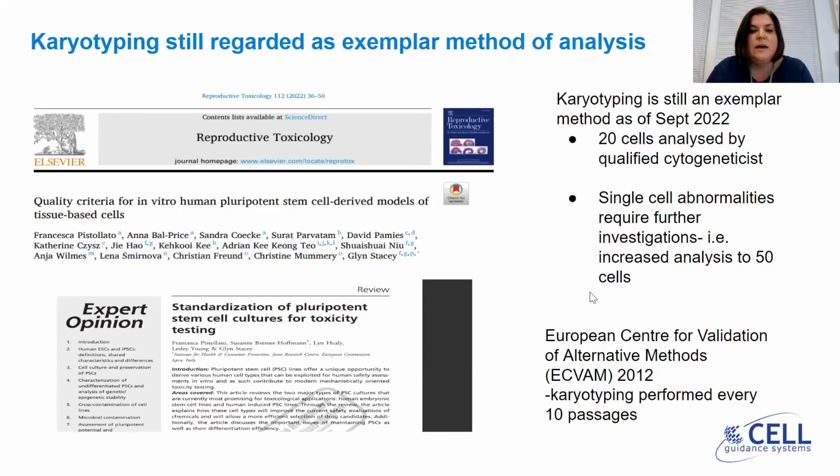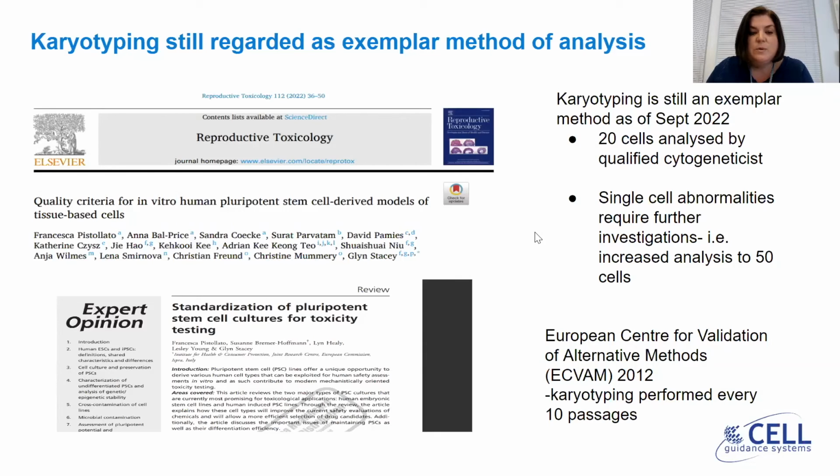As of papers published this month, karyotyping is still listed as an exemplar method. The white paper and this paper from September 2022 specify that at least 20 cells should be analysed by a qualified cytogeneticist. Single cell abnormalities may require further investigation when they're seen, i.e. you may need to increase analysis to 50 cells, or you may wish to consider further analysis of later passages.